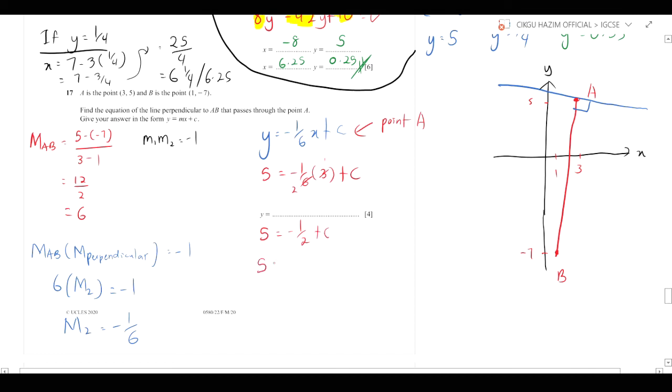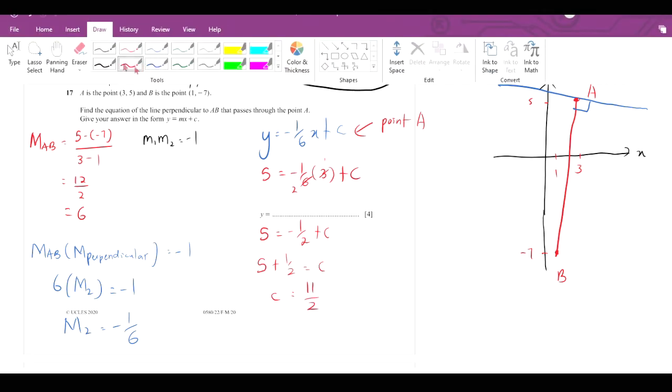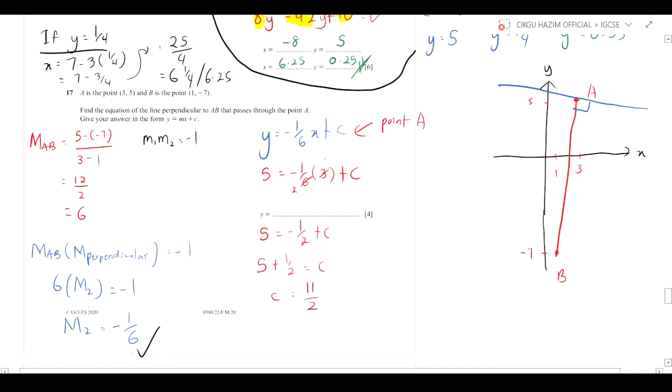Move it to the left. 5 plus 1 over 2 equals c. c equals 11 over 2. Okay, you can press it in the calculator. You know your gradient, you know your c. Your gradient here is -1 over 6. Your c is 11 over 2. Then your final answer would be y equal to -1 over 6x plus 11 over 2. That's how we do this question.